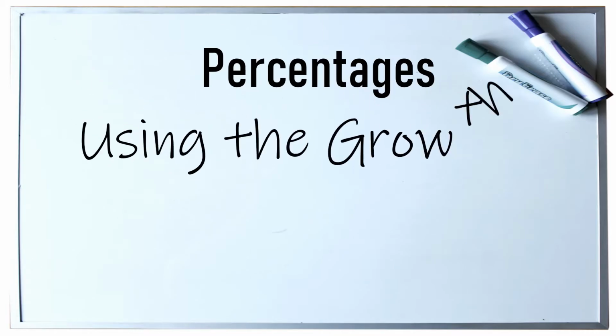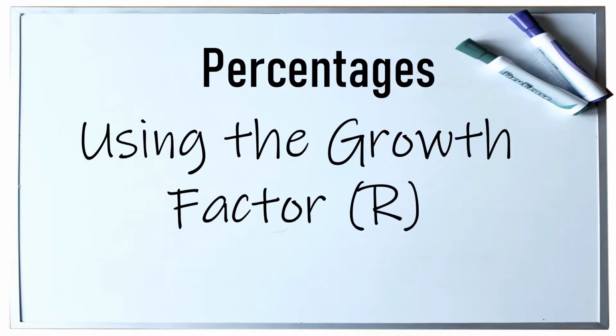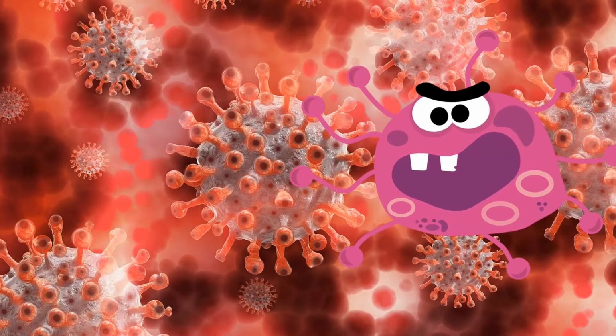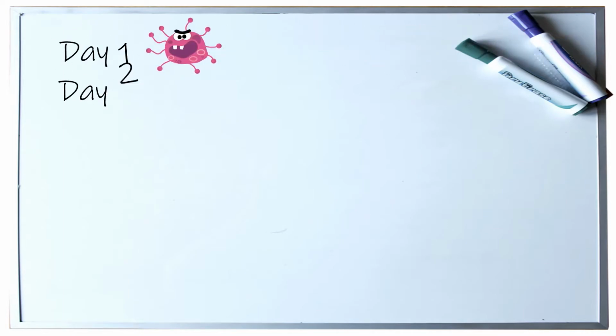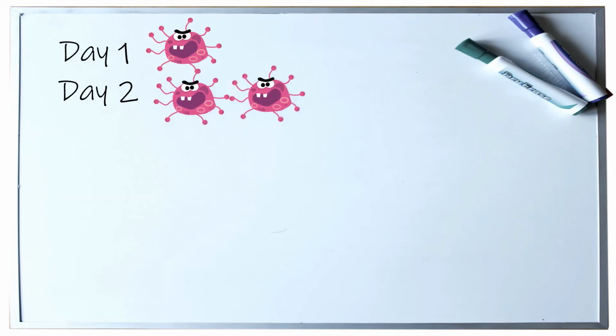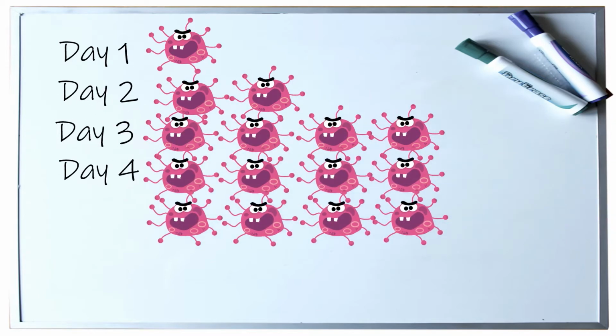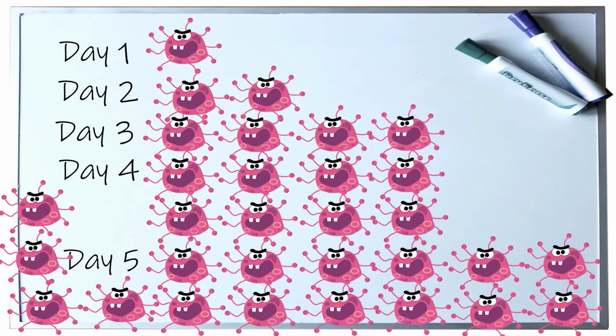Using the growth factor. Before having a look at percentages again, we're going to have a look at viruses and the way that they change over time. Let's say on the first day there was just one person infected, and then we doubled every day. So on the second day there'd be 2 people, on the third day there'd be 4, then 8, and then finally 16.